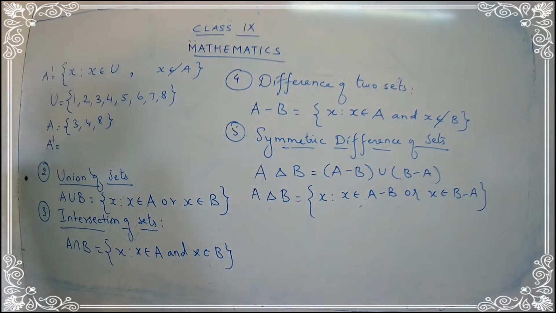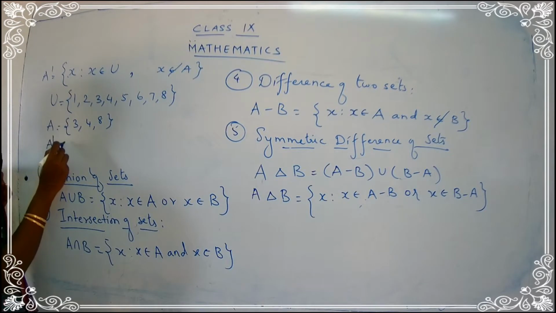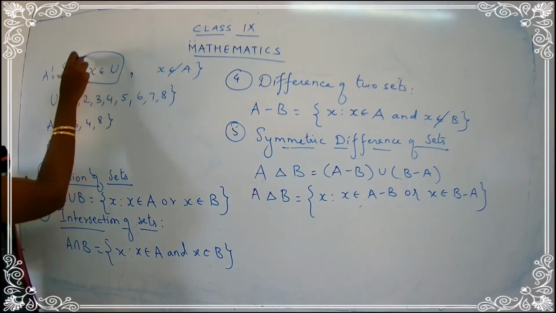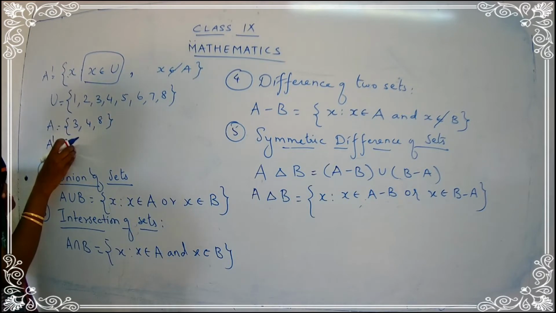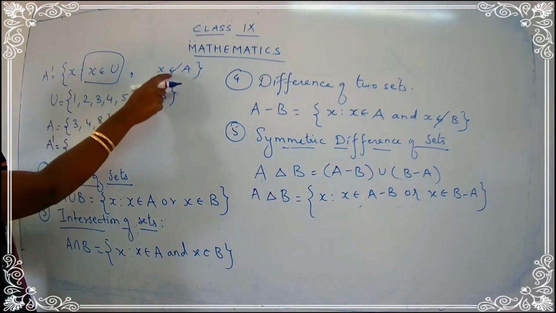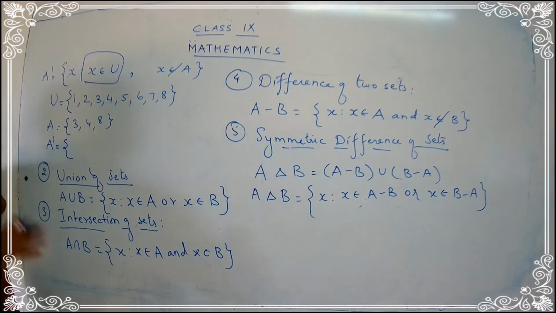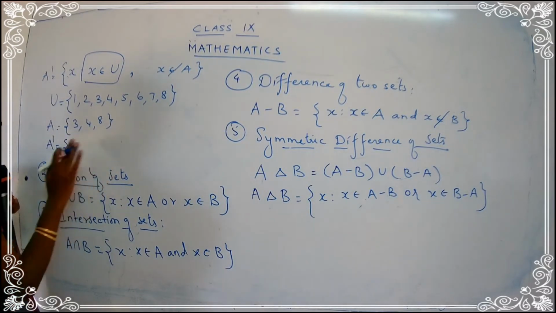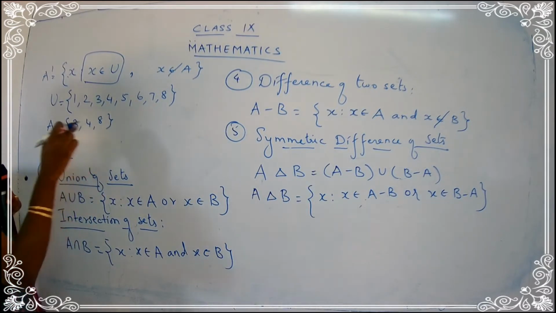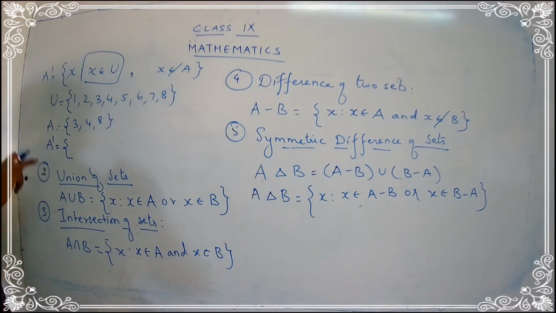So how are you going to find out A dash? What is the definition, children? A dash means the x. I have to find out the value for x. The x should be belonging to U. That means you are going to take the value from U, but it should not belong to A. In simple words, A dash means not A. What will be the meaning of B dash? Not B. That means I should not take the member of A. So what are the members of A here, children? 3, 4, 8. But what I need here is A dash. That means I am not going to take the member of A.